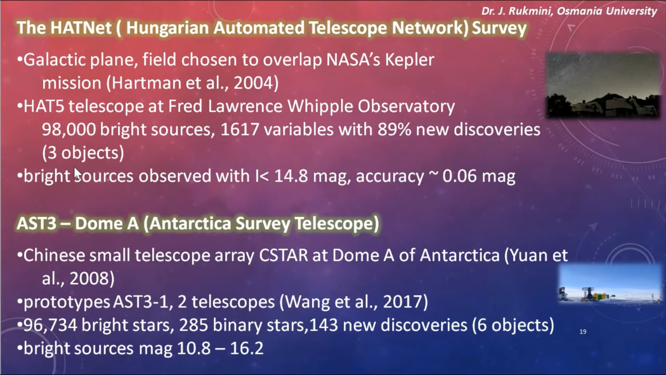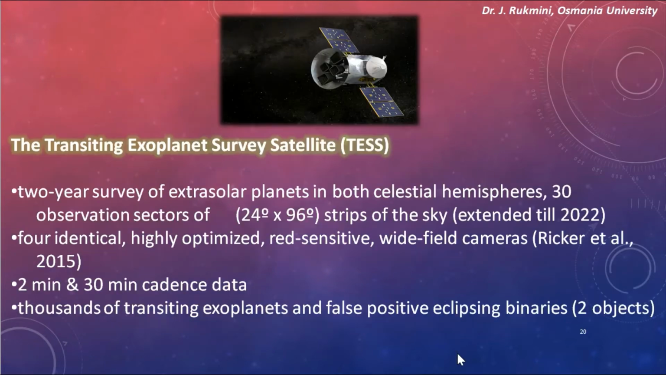The third one is the HATNet, Hungarian Automated Telescope Network Survey, and in this survey, most of the galactic plane which overlaps with the Kepler mission has been observed, and the accuracy is very high. Here we have chosen 3 objects from this mission. There is one more mission at Antarctica where an array of small Chinese telescopes are held under Dome A, and we have taken 6 objects from these observations.